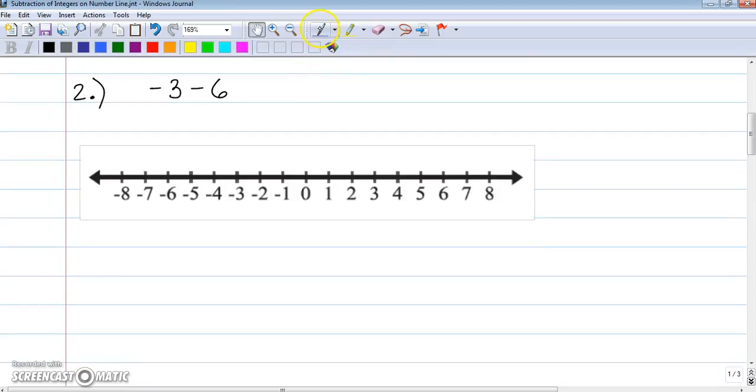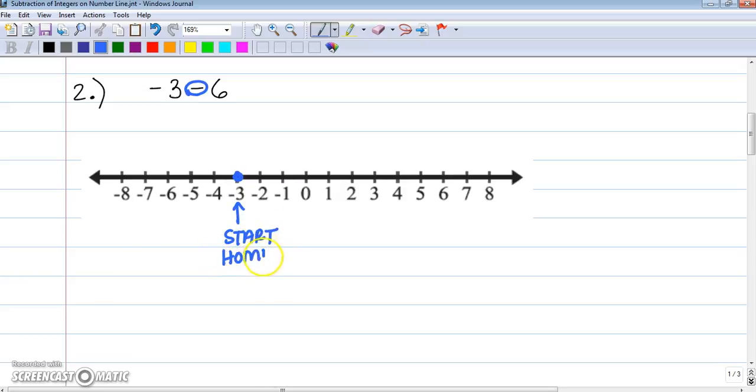Number 2, negative 3 minus 6. Again, we'll circle our subtraction sign. So the two integers are negative 3. This is my start or my home. And positive 6.